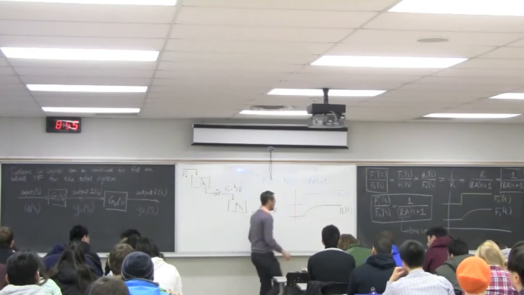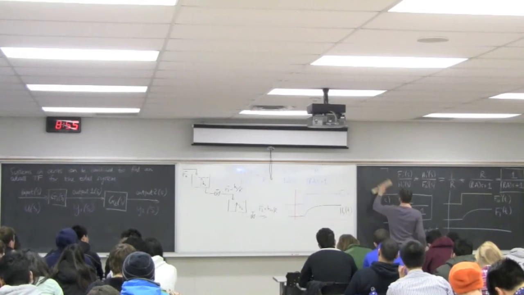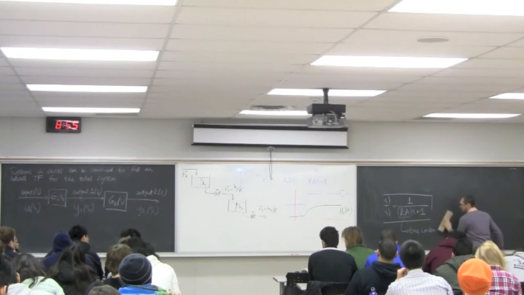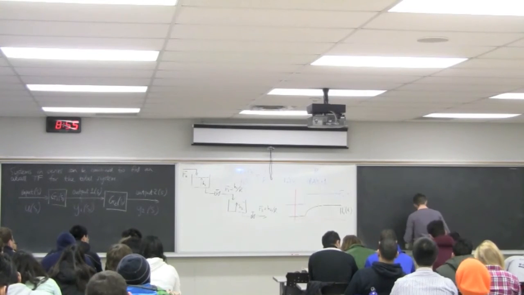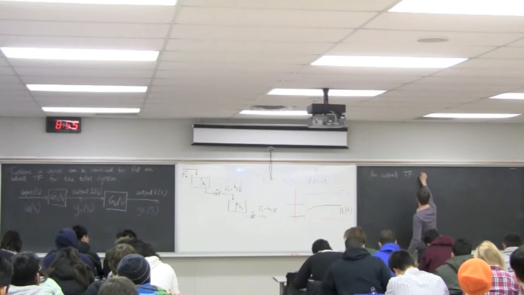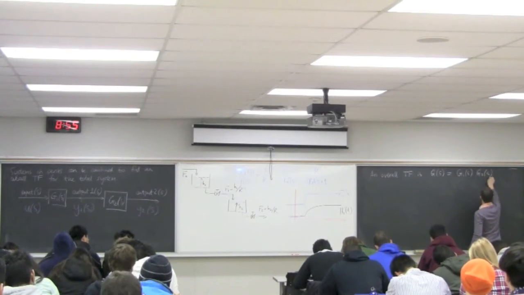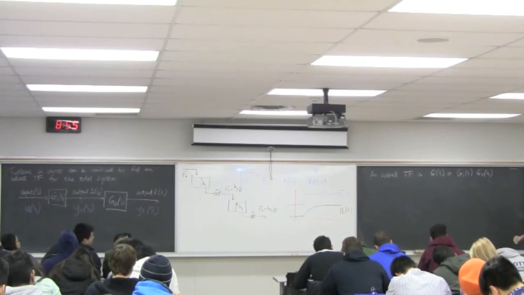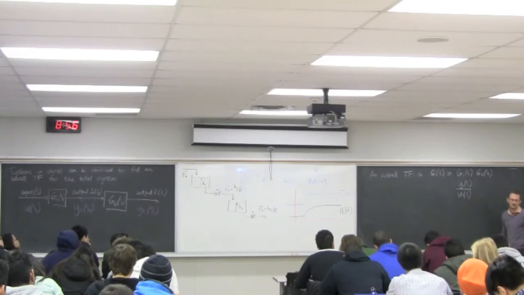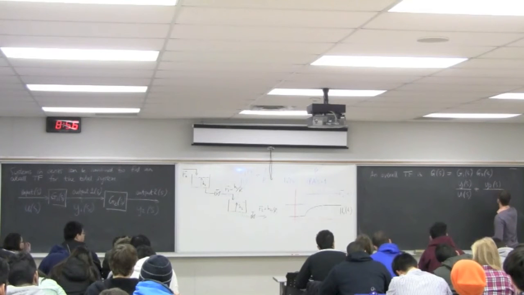With that idea, an overall transfer function for the system can be found, which is the product of the two individual transfer functions. So my overall transfer function is simply G of s, and that's equal to G1 of s times G2 of s. G1 of s is equal to Y1 of s, my output, as a function of U of s, the input. And G2 is Y2 of s as a function of Y1.